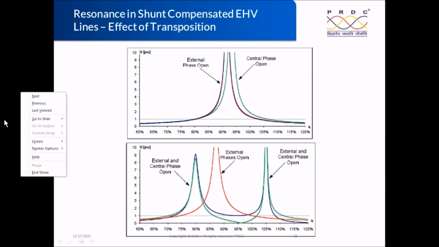The next, installation of cable sections, where we have seen hybrid lines with mixed overhead lines and cables, also has a very high impact, because if you add the cable, then the degree of compensation will vary very drastically.